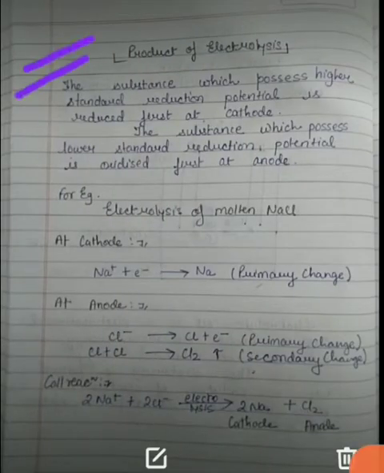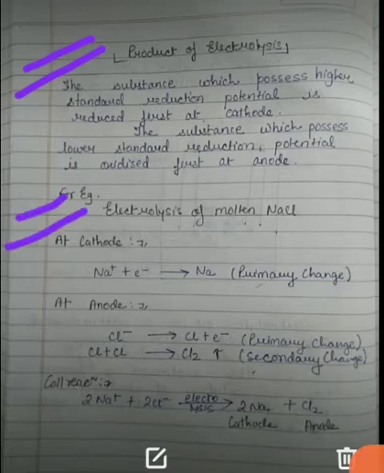When we are talking about the product of electrolysis, just remember a criterion for product formation. If you know this criterion, you will easily find any product. The substance which possesses higher standard reduction potential is reduced first. Just remember this: whatever substance has higher standard reduction potential will be reduced first at the cathode, and the substance which possesses lower standard reduction potential will oxidize at the anode. You can understand this by seeing this example.